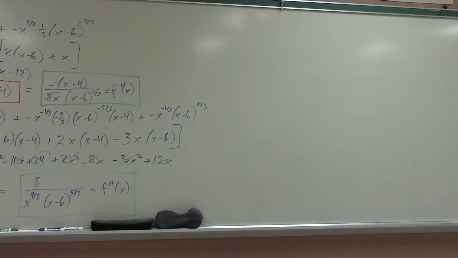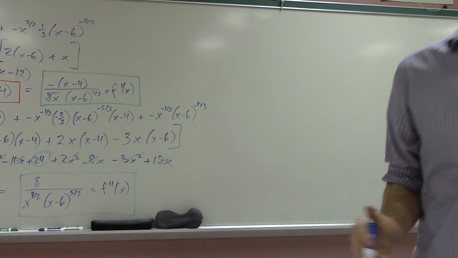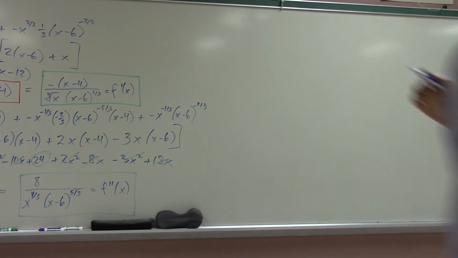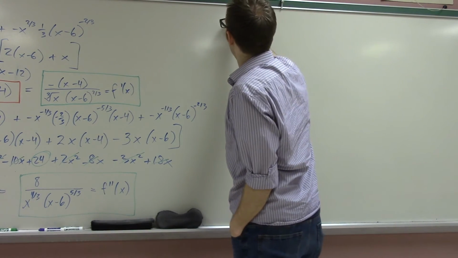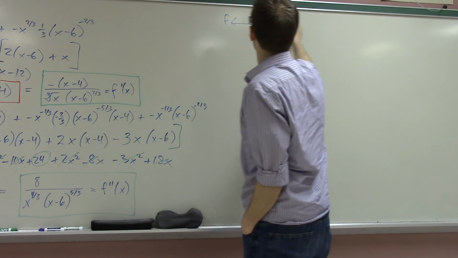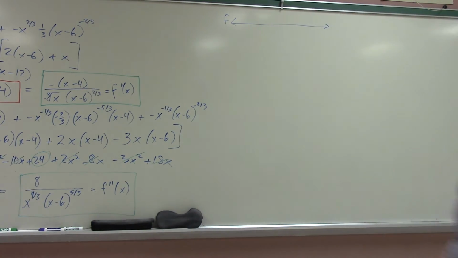Okay, so let's make some sign charts for this. Let's first make a sign chart for f. That's kind of worth doing. So let's see when f is positive and when f is negative. Well, what is f? F is basically negative the cube root of x minus 6, over x to the 2/3.